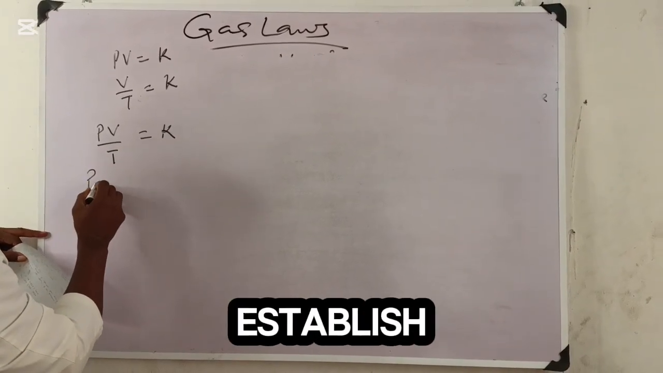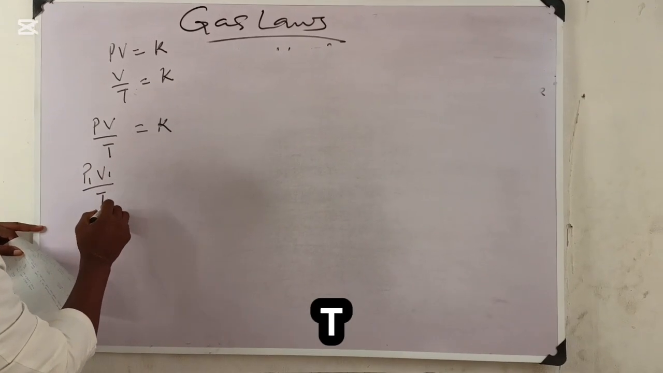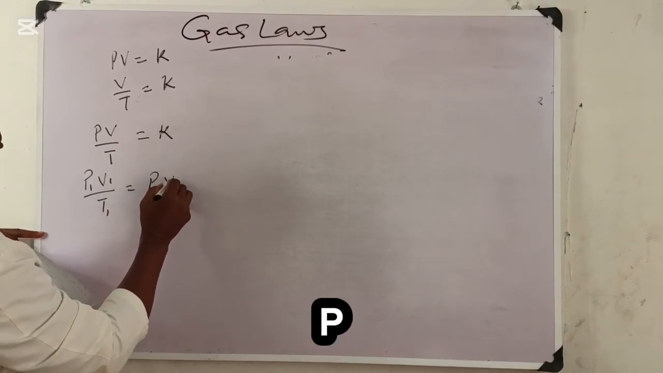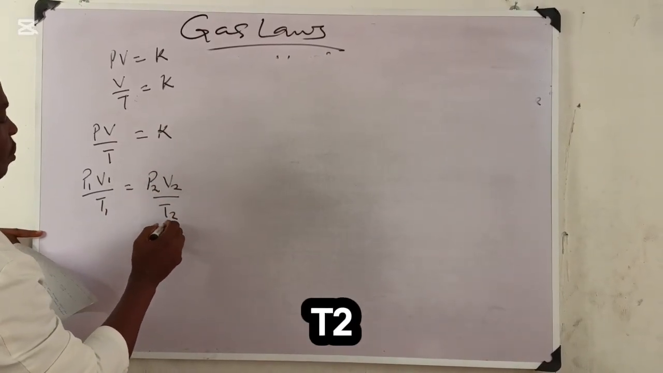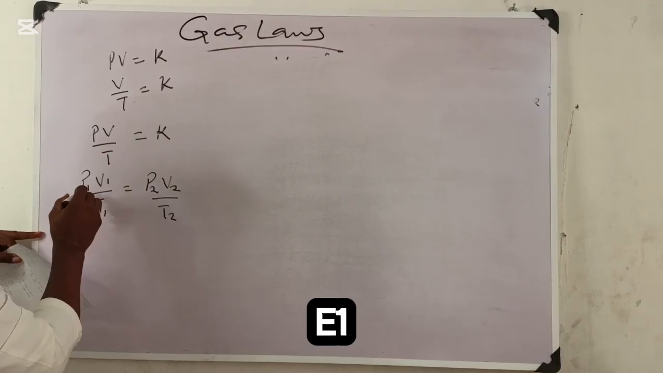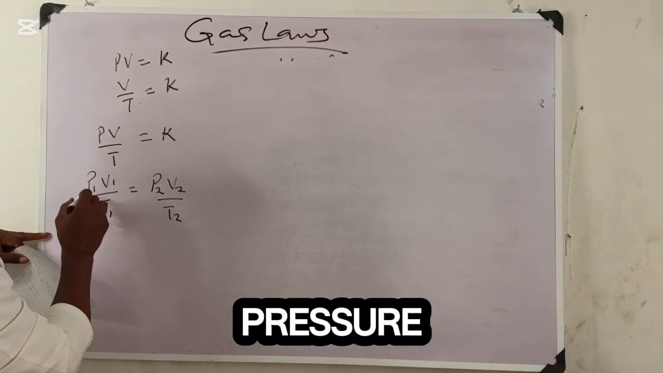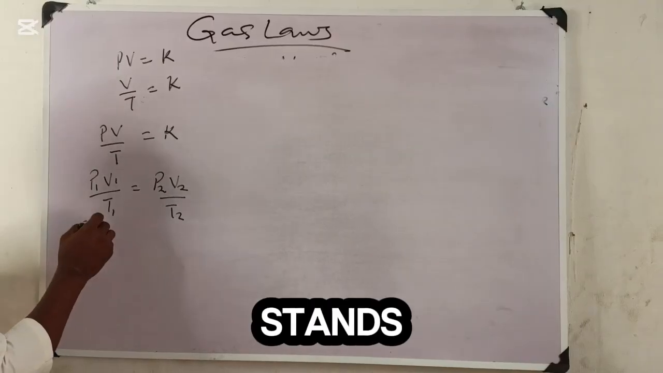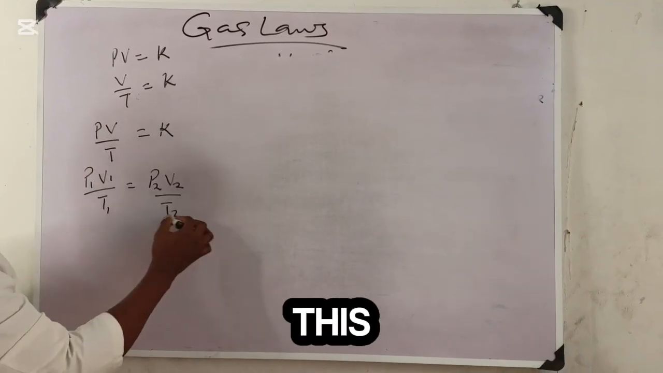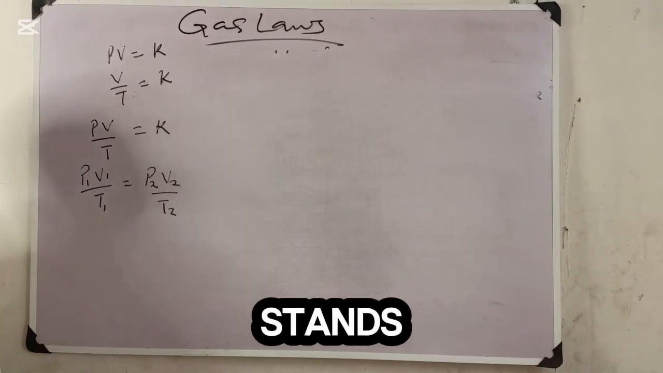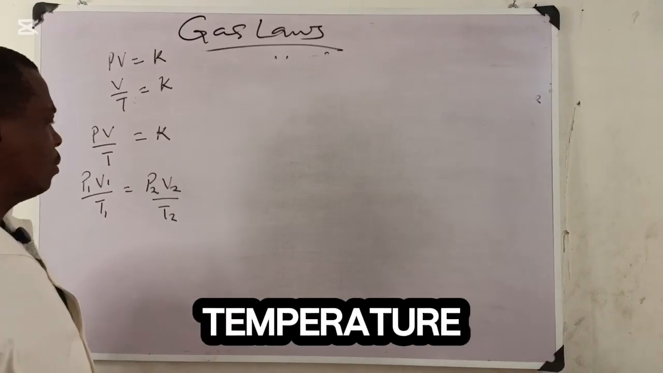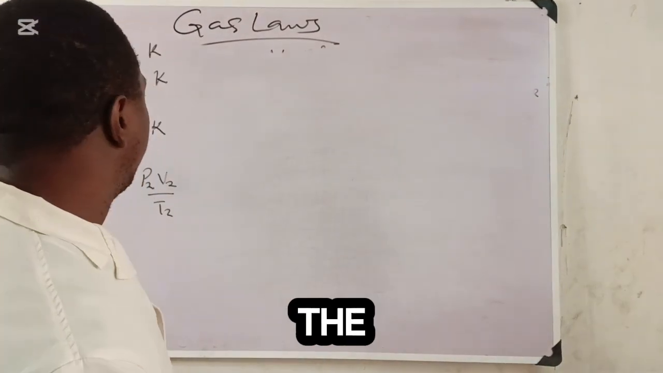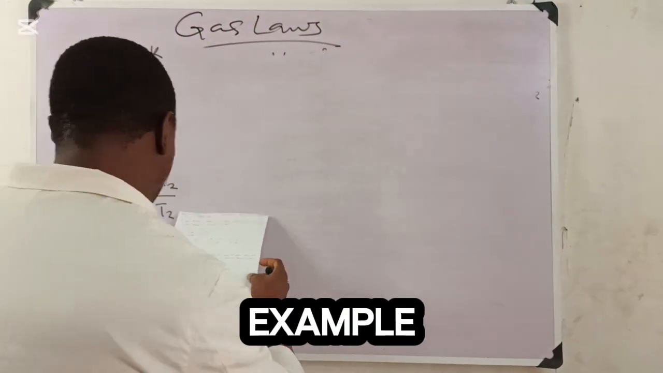If we extend it to see how changes in volume relate to changes in temperature and pressure, we will be able to establish this as P1 V1 over T1 is equal to P2 V2 over T2. Here, P1 stands for initial pressure, V1 stands for initial volume, T1 stands for initial temperature, and P2 V2 T2 stand for final pressure, volume, and temperature.